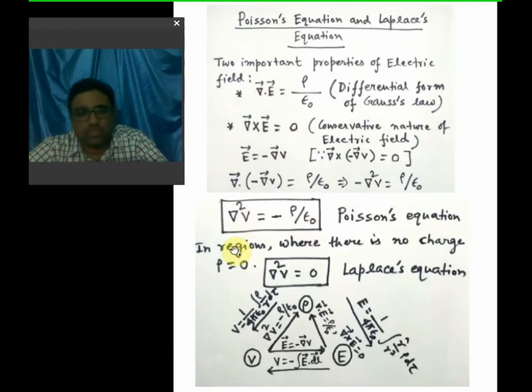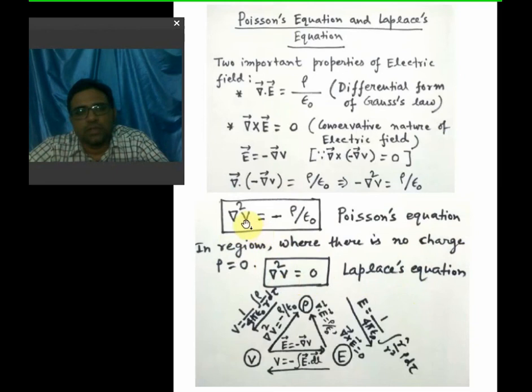If suppose there is a region where there is no charge distribution, then in that case this form will be del squared V equals 0, and this equation is called the Laplace equation. Now there is some important importance of these equations, because what is the importance?